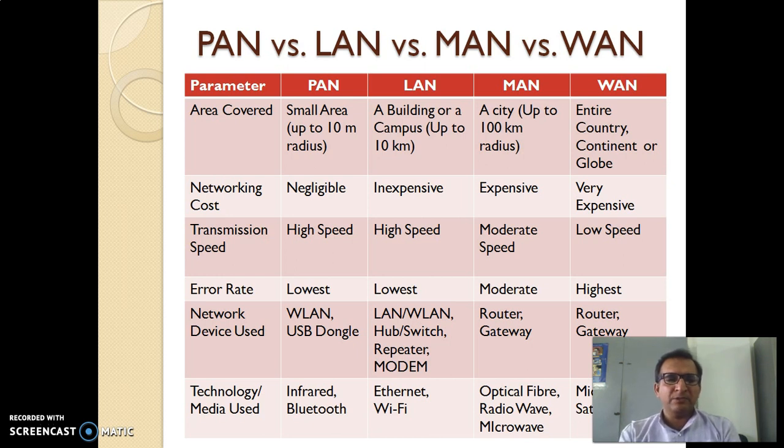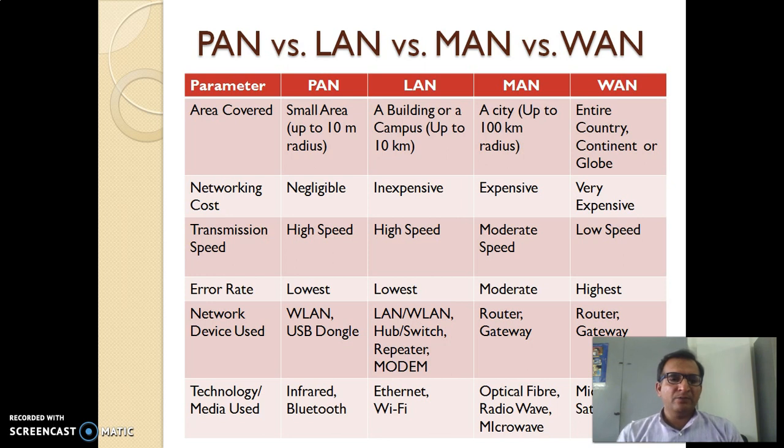Similar is the transmission speed. High speed in case of PAN, it goes on decreasing from LAN, MAN to WAN. Lowest in case of WAN. Error rate is lowest in case of PAN, but highest in case of WAN. And network devices used, WLAN, USB dongle is used in case of PAN, and in LAN, hub, switches, repeater, modems are used. Router and gateway are used in MAN and WAN.